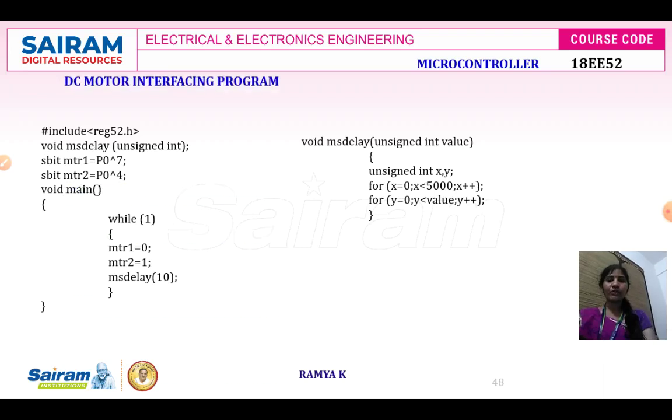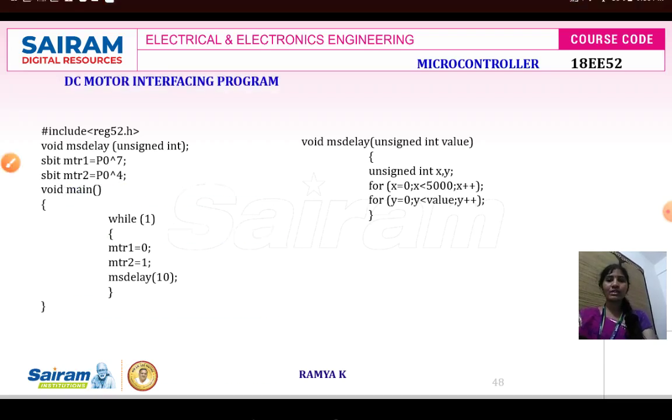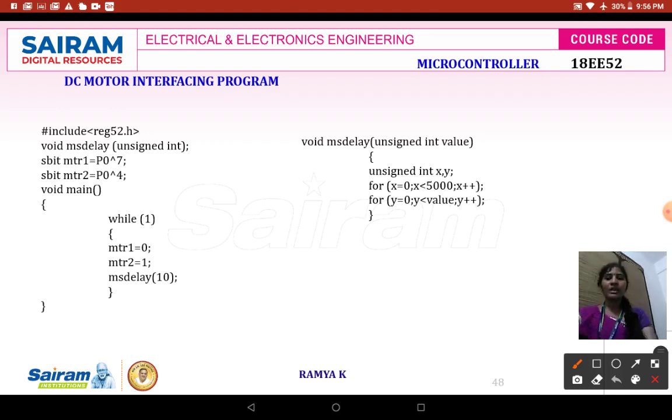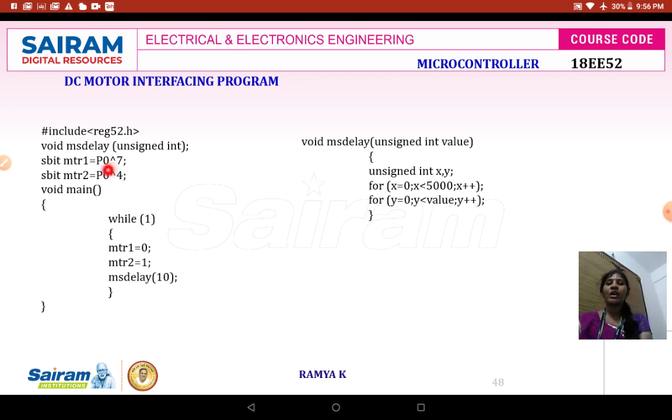And it is the program for DC motor interfacing. C program for DC motor interfacing. Here we are going to give a motor whether it is going to run in clockwise or anti-clockwise. Here I have started with 0, so it is going to run the motor in anti-clockwise direction. For this, two ports have been described: sbit MTR1 P0.7, sbit MTR2 P0.4. Two bit ports are assigned. Why? Because one is to run in clockwise, another to run in anti-clockwise.